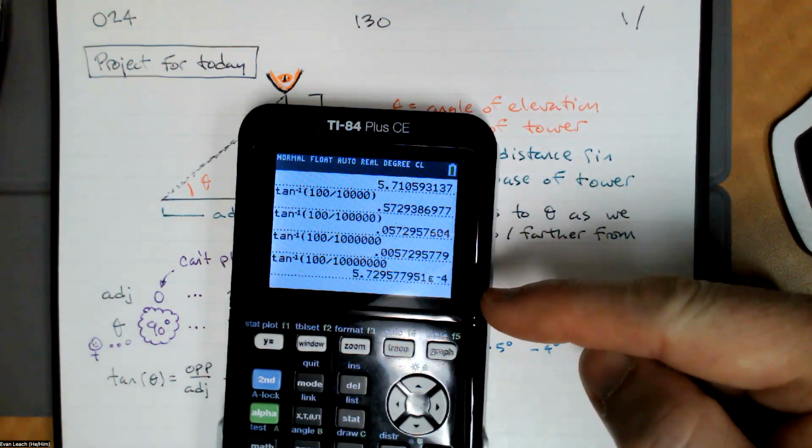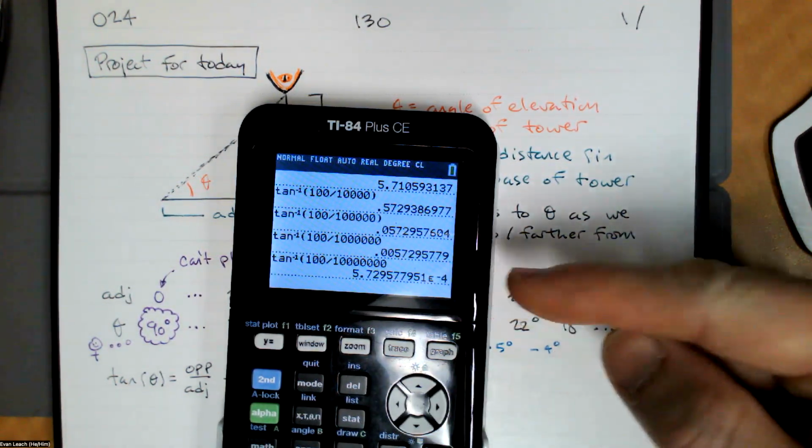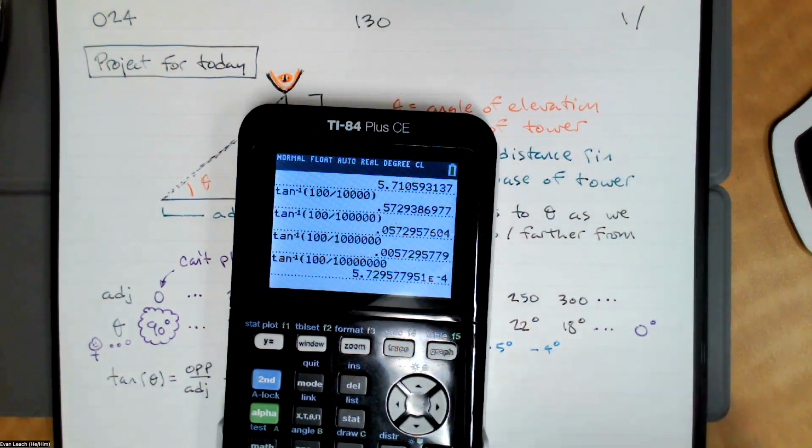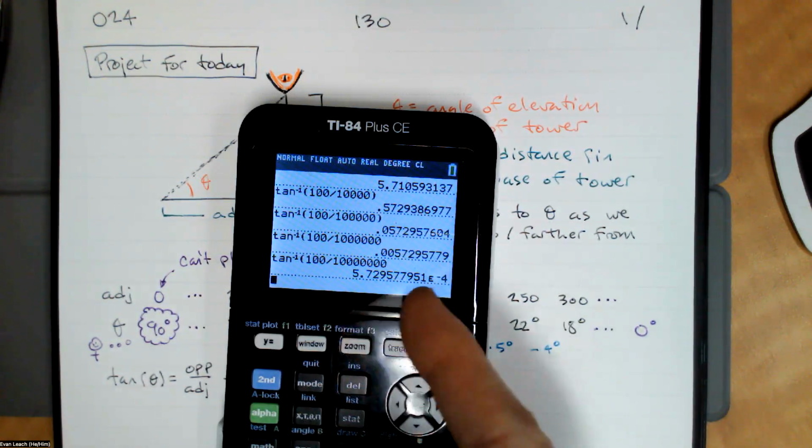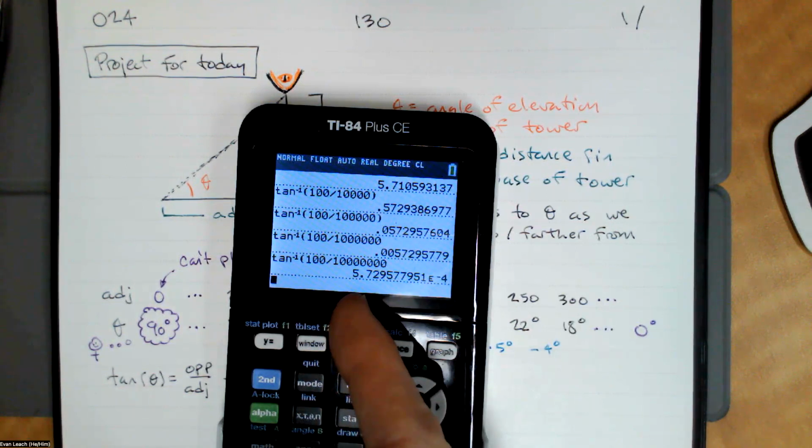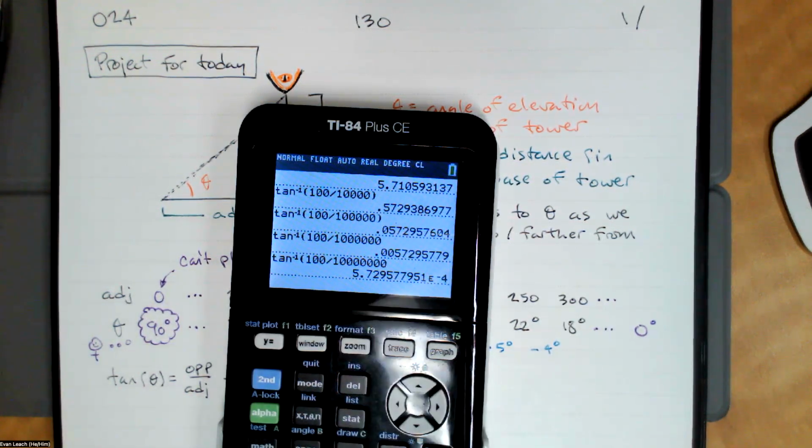This is 5.72. This little e and the -4 means times 10 to the -4. So that's 0.000572957. It's saying there's too many zeros for me to display. I'm just going to tell you there's 3 zeros in front of the 5. It's 4 because we want this number in scientific notation. We want the number part to be between 1 and 10.